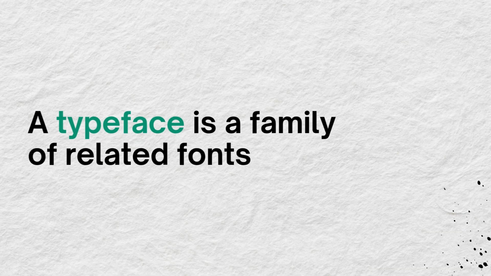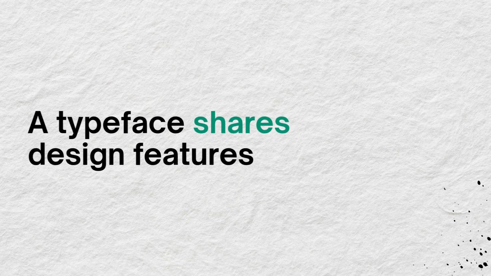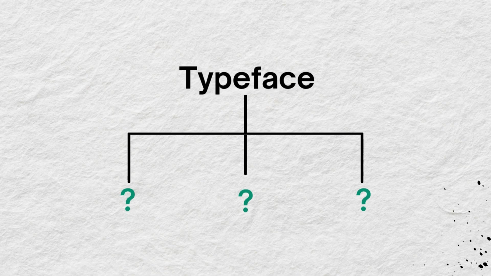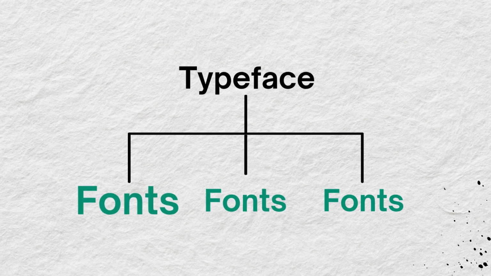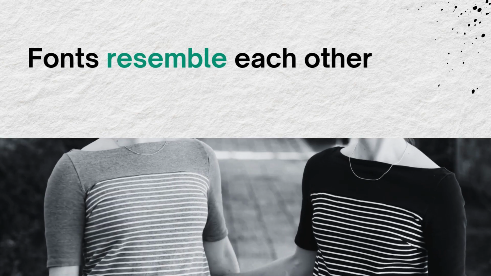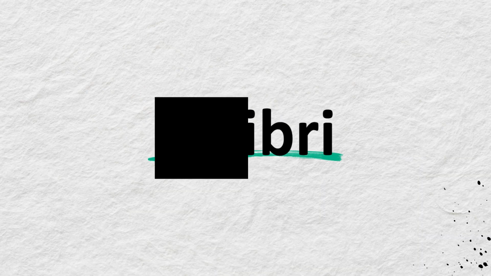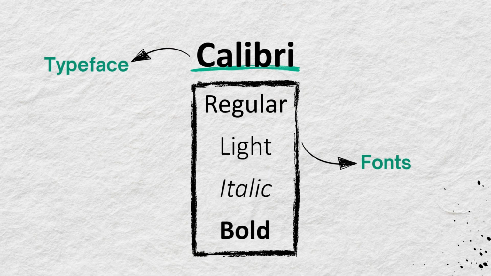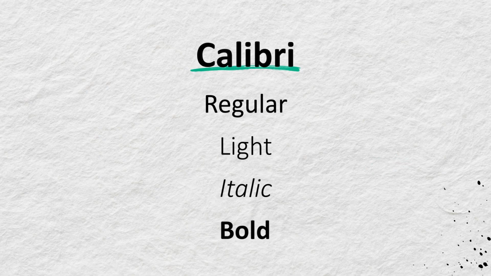A typeface is a family of related fonts. For example, Calibri. Just as the family may share common traits, a typeface also shares design features. Within the family, you would have individual members. These are the fonts. Fonts resemble each other but differ in style. Let's look at Calibri once again. We have fonts like regular, light, italic, and bold. All are under the same typeface, but each of them has its own unique style.